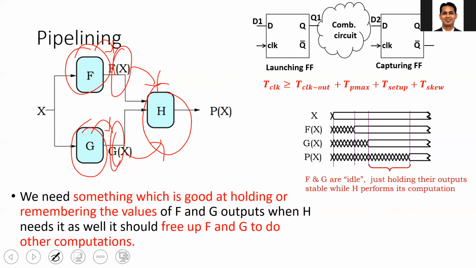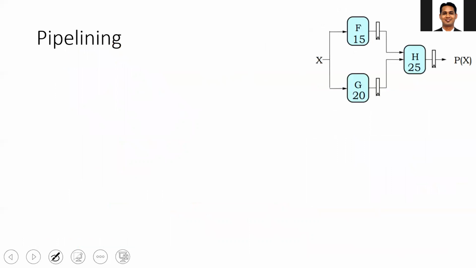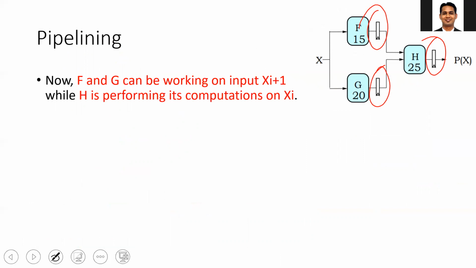Okay, and this is called pipelining. What is something which can remember the value? They are nothing but the registers. So we add the registers at the output. Now here you can see that F and G can be working on the input Xi plus 1, that is the next input, while H is performing its computation on Xi.